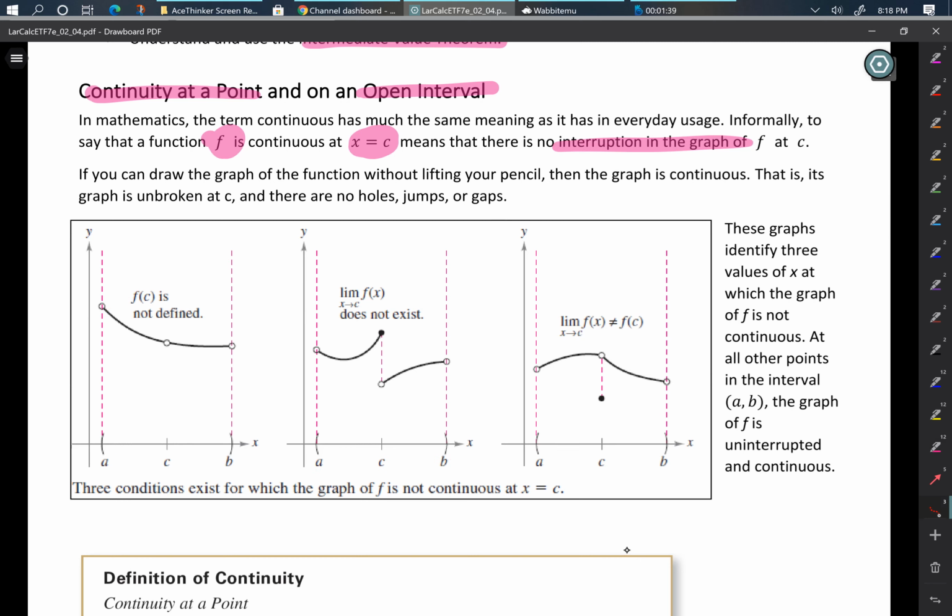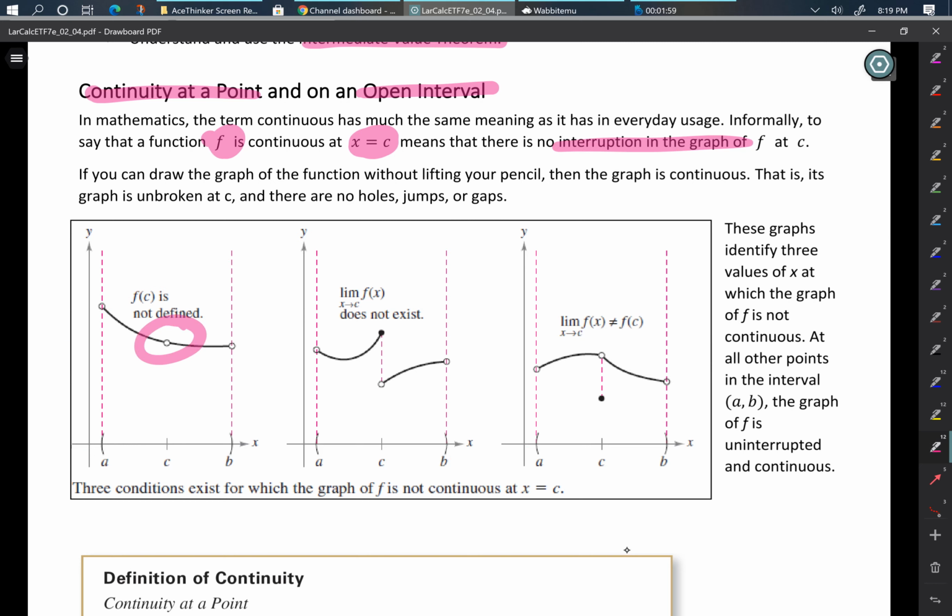Okay? These graphs right here define three different ways that a function could have a discontinuity at a value c. First one over here on the left, there's a hole in the graph. So it is discontinuous because the function is not defined at c.